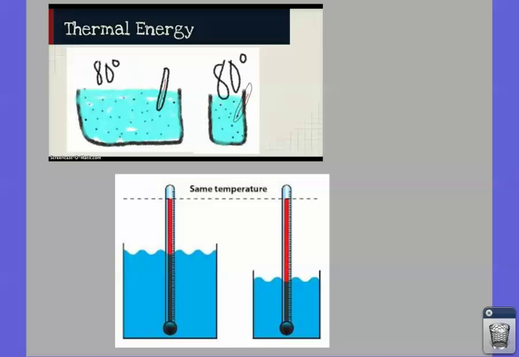So if the temperature was the same between a small amount of a substance and a large amount of a substance, the large amount would have a greater amount of thermal energy because each particle has the same average energy, but there's more particles in total. So if we have the same temperature, this bigger amount of the substance would have more thermal energy. So thermal energy is really the total amount of energy of all the particles that make up a substance, and we measure it in the unit joules.